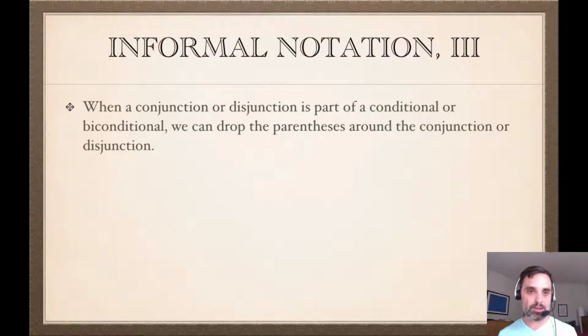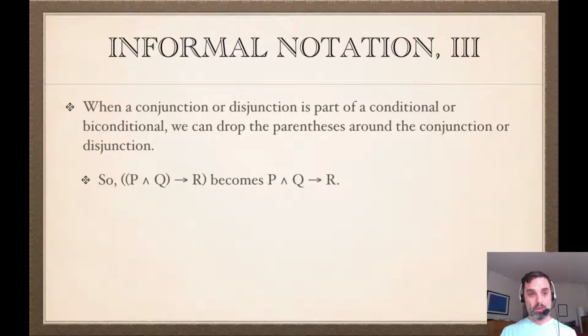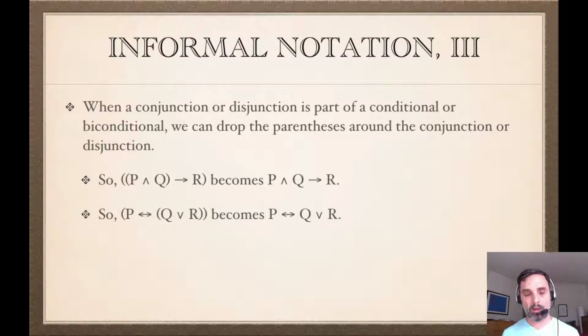Other informal notation is this. When we have a conditional, and the antecedent or the consequent of the conditional is a disjunction or conjunction, we can drop the parentheses around the disjunction or conjunction. And the same for a biconditional. So if we say if P and Q, then R, we can drop the external parentheses with our old convention, and then this third convention lets us drop the parentheses around the P and Q. Again, if we have P if and only if Q or R, then we can drop the external parentheses because of the old convention, and the new convention lets us drop the parentheses around the disjunction.